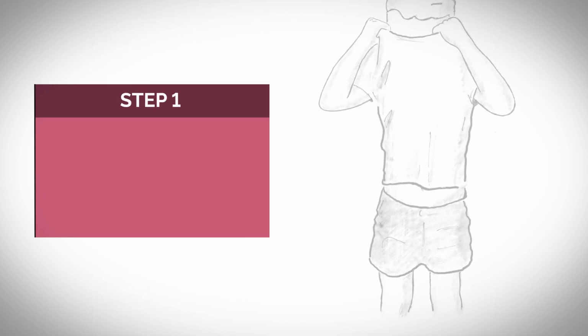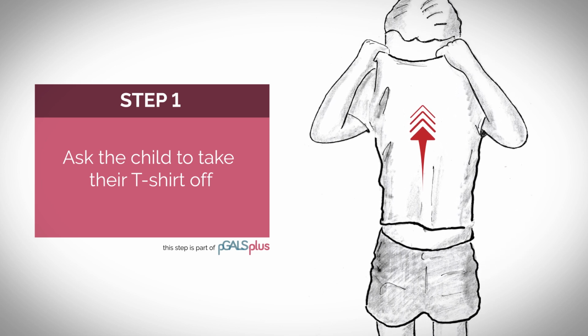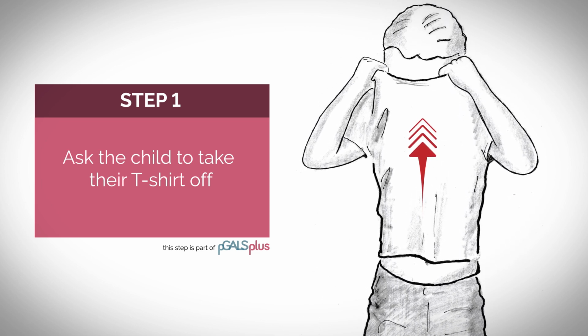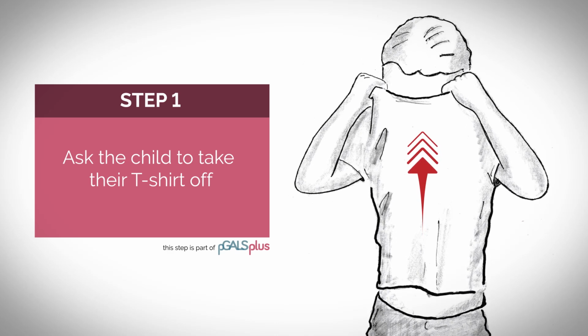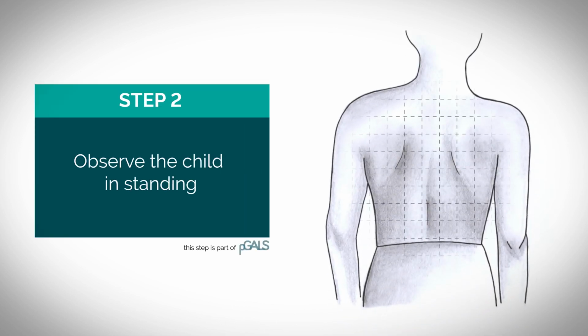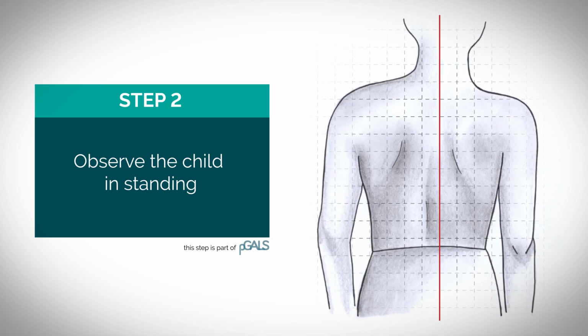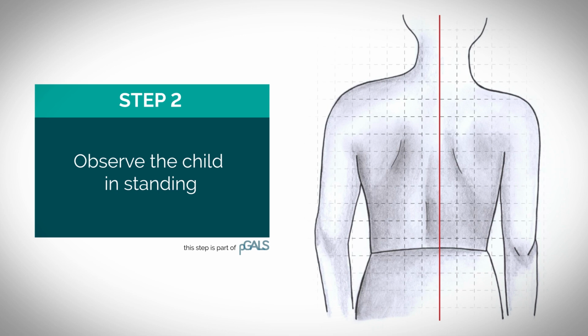Step 1. Ask the child to take their T-shirt off. Look for any difficulties that may be due to reduced range of movement in the arms and shoulders, or an inability to raise the arms against gravity. Step 2. Observe the child in standing from top to toe. Note any asymmetry, swelling, deformities, rashes, altered foot position, and also look at the alignment of the spine.